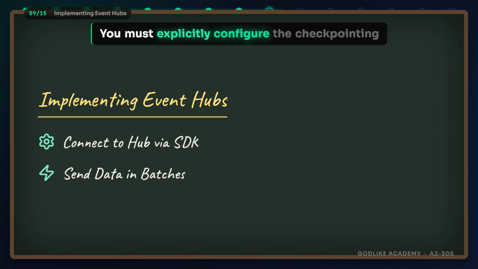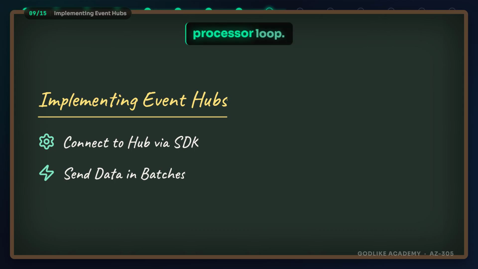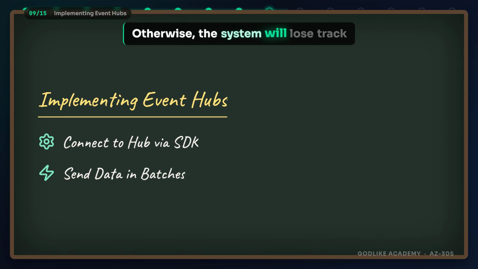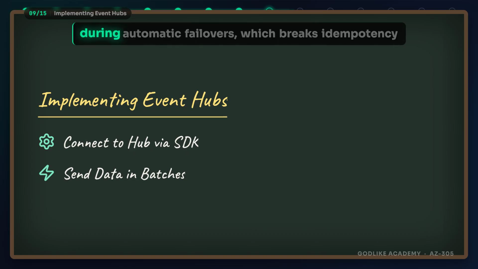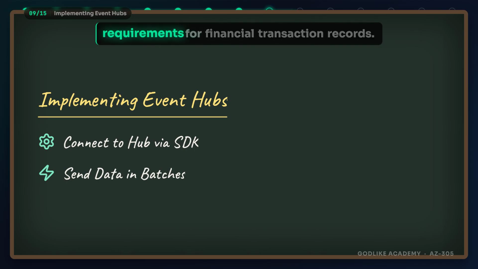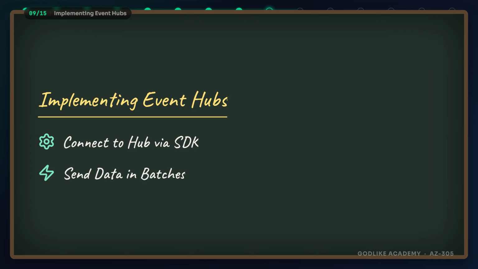You must explicitly configure the checkpointing blob container path before starting the processor loop, otherwise the system will lose track of processed offsets. This oversight causes duplicate event processing during automatic failovers, which breaks idempotency requirements for financial transaction records.